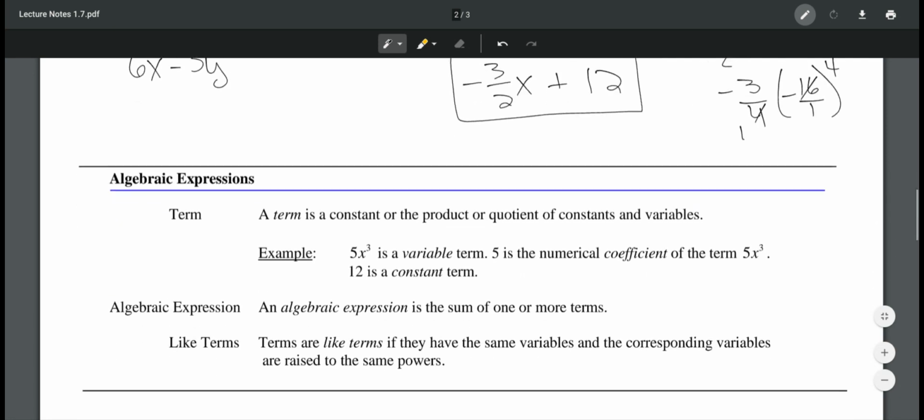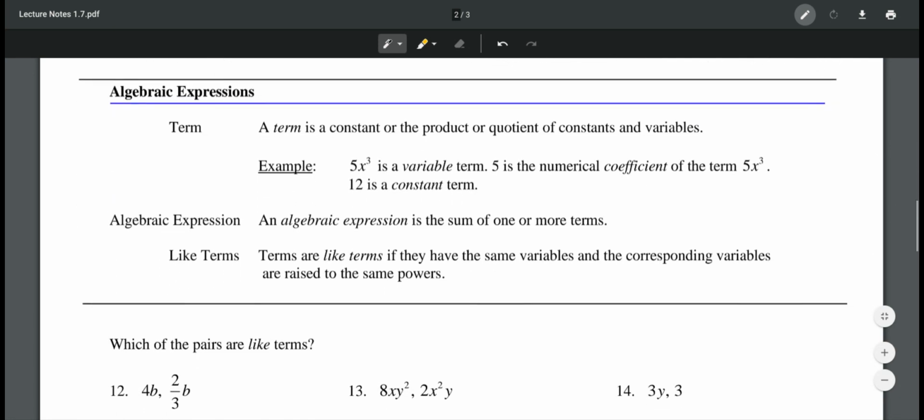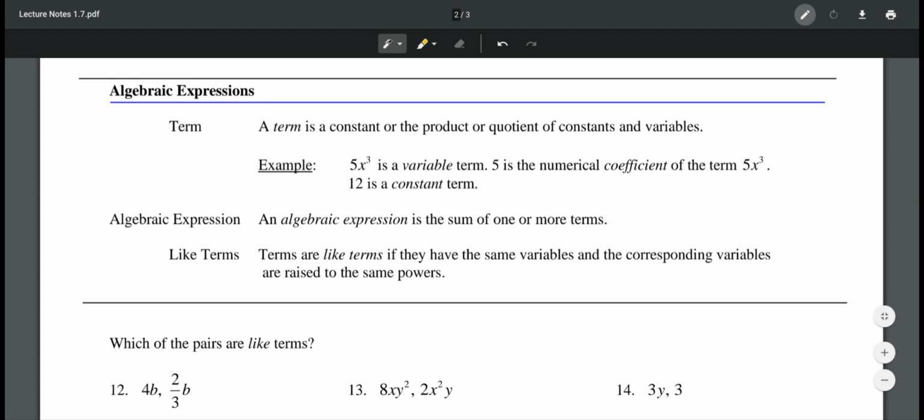Now we are going to talk about terms in this next section. A term is a constant or the product or quotient of constants and variables. So 5x to the third is a variable term. 5 is the coefficient of the term 5x to the third. 12 is a constant term. The reason it is a constant term is because it has no variable attached to it.